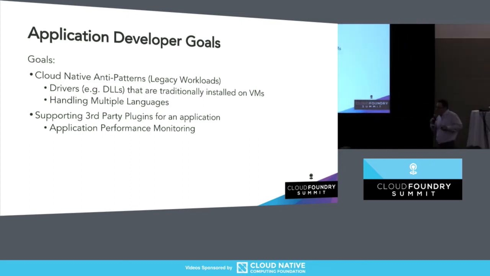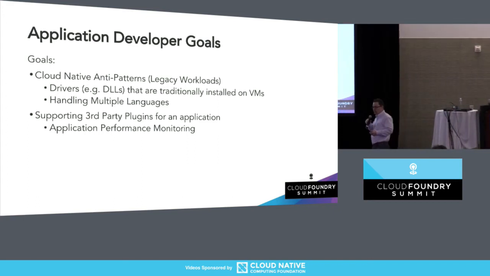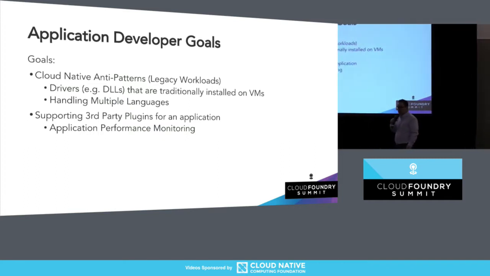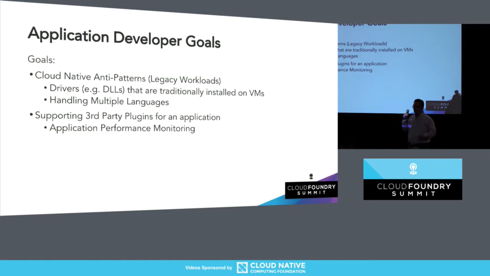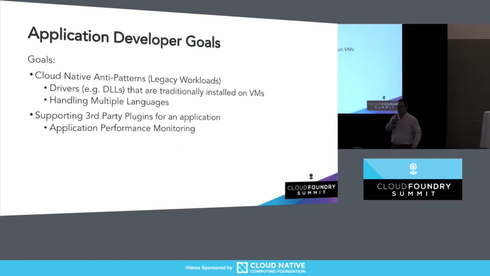The other interesting, what I call cloud native anti-pattern, is this notion of multiple languages. And you probably say, huh, what are you talking about, Rick? Well, let's say you have a .NET Framework application that uses Oracle, but you're also using something like Flyway to take care of the database changes. Well, Flyway uses Java. How are you going to deploy that?